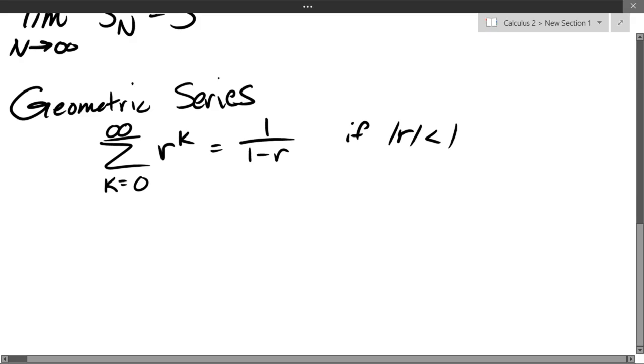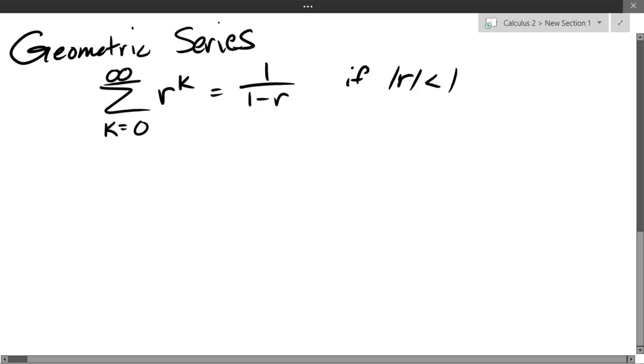So I think we have time to talk about why this works. So we are going to multiply. Let's write out the partial sum. Let's derive the partial sum and then take a limit. So we're going to look and see where this actually comes from.